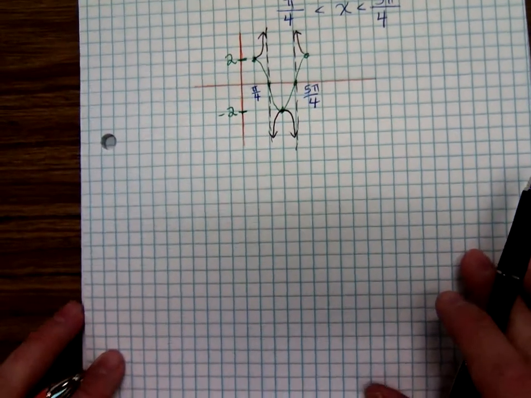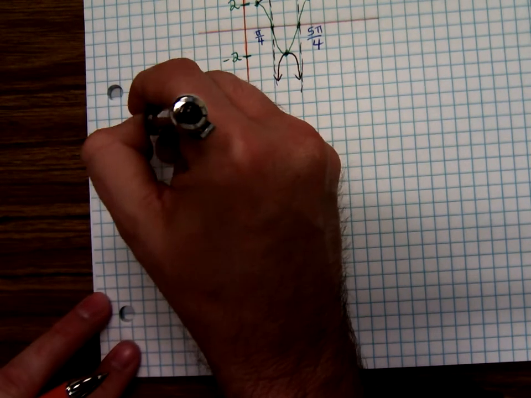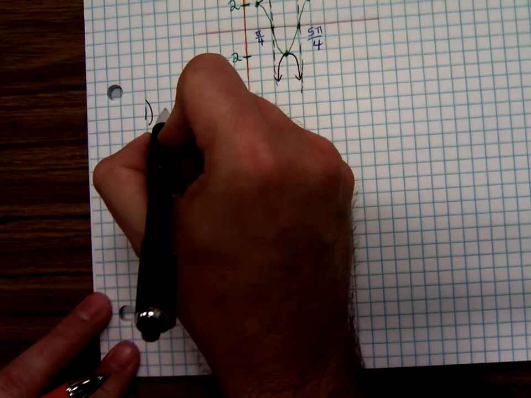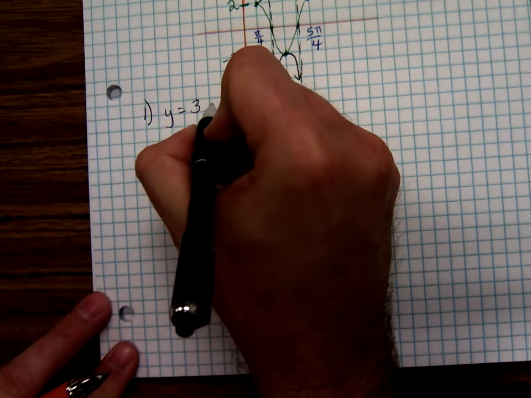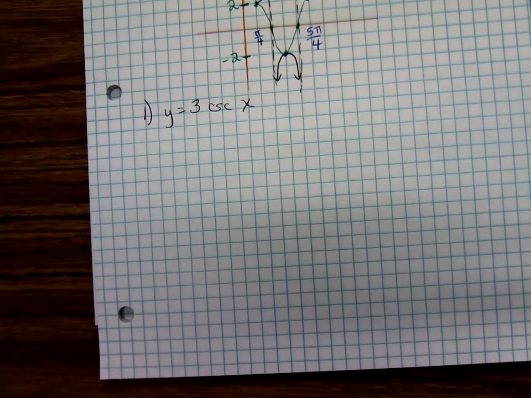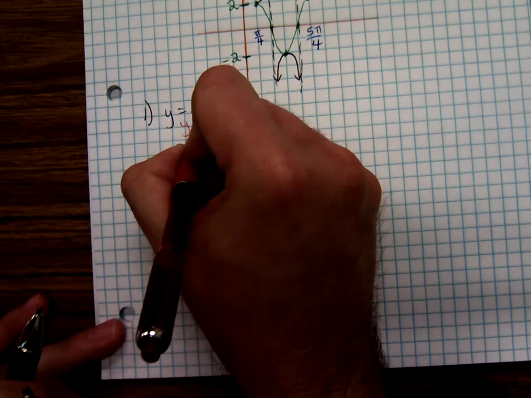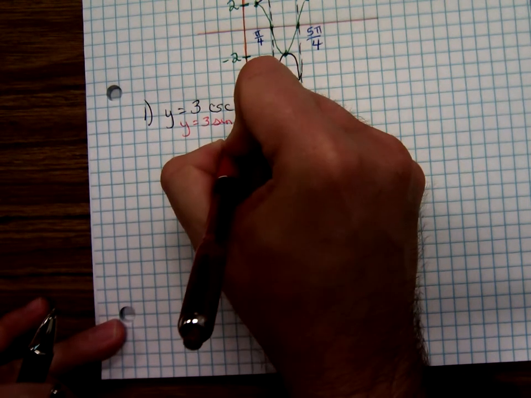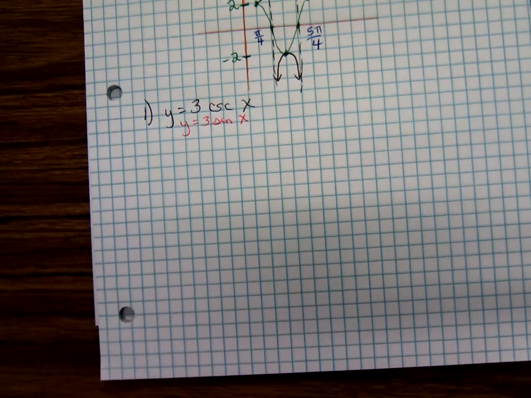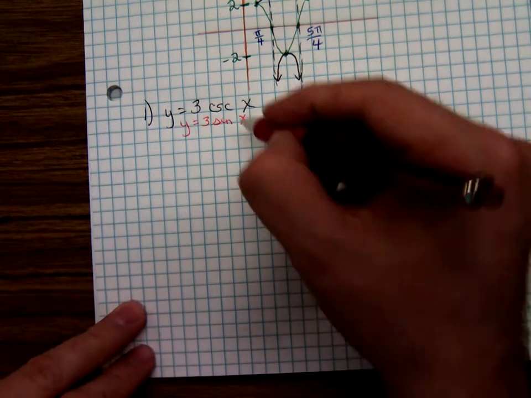This is problem number 1 in our homework. Graph y equals 3 cosecant x. Well, what am I going to graph first? 3 sine x. So let's graph y equals 3 sine x. Cosecant doesn't have an amplitude that's defined, but sine sure does. Here the amplitude would be 3.